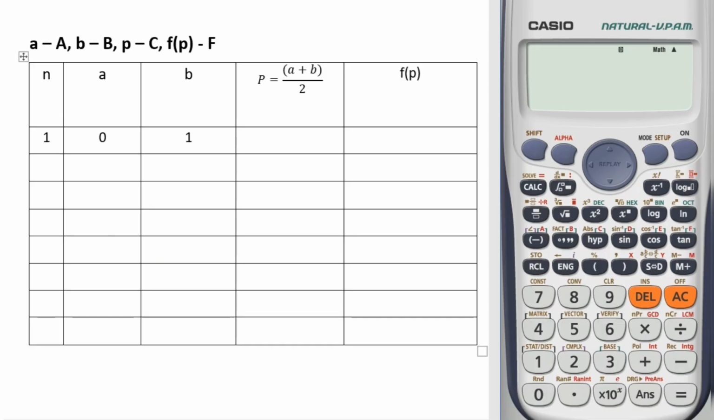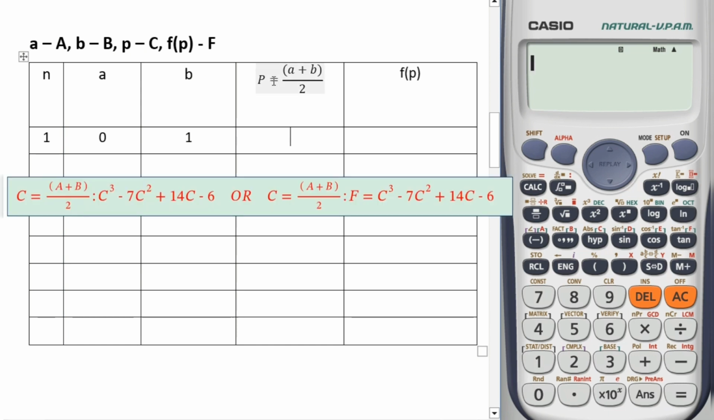When using the calculator, firstly we have to create a table. In the table, n is the iteration, a and b are our input values, p is our midpoint, p equals (a + b)/2, and f(p) represents the function value at the midpoint. To create this in the calculator, I use the letters on the calculator. Therefore, a and b represent capital A and capital B, p is capital C, and f(p) is capital F.